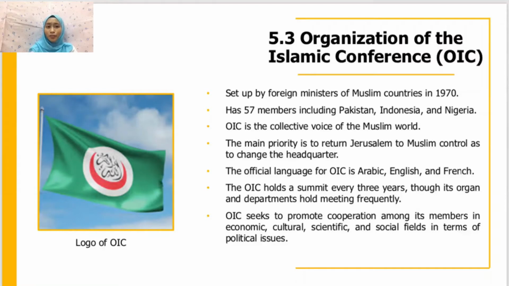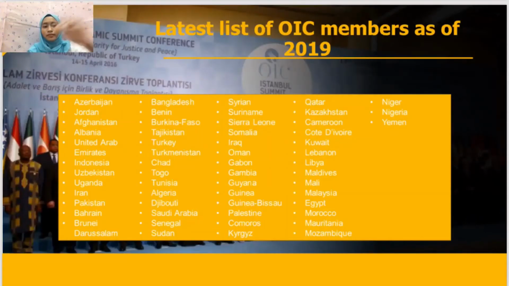In addition to political issues, OIC seeks to promote cooperation among its members in economic, cultural, scientific, and social fields. This is the latest list of OIC members as of 2019. Malaysia is actually one of the members of OIC.